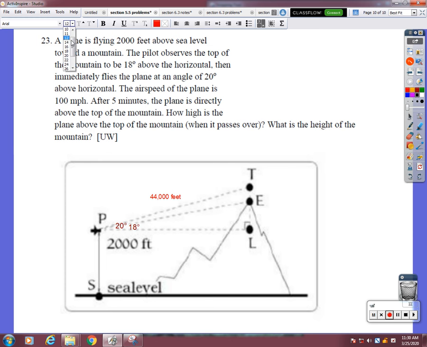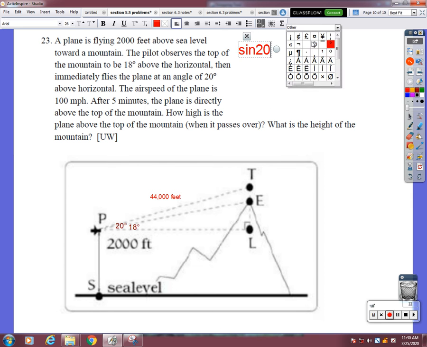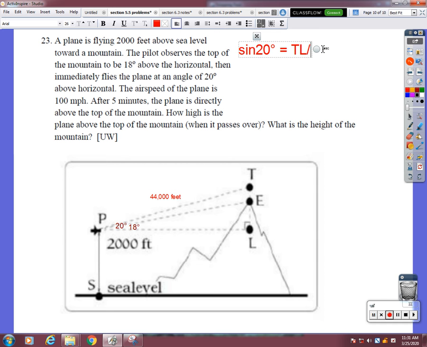Okay, so let's get some good font going again. I know the 20 degrees, and I'm trying to find the opposite. This time I know the hypotenuse. Opposite and hypotenuse is the sine. So sine of 20 degrees is equal to the opposite side, which is TL, divided by 44,000. Okay, take a minute, think on your own.